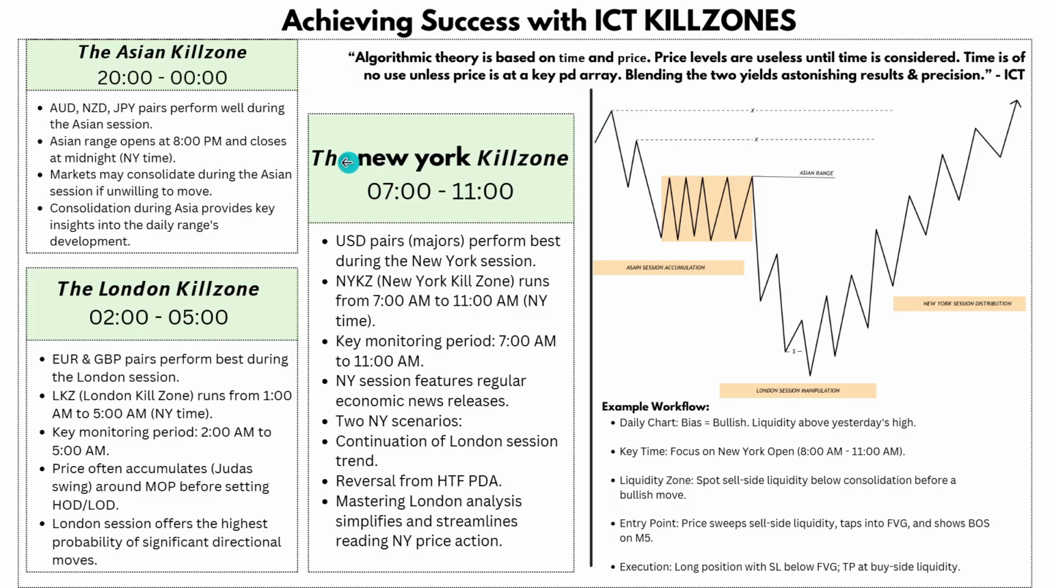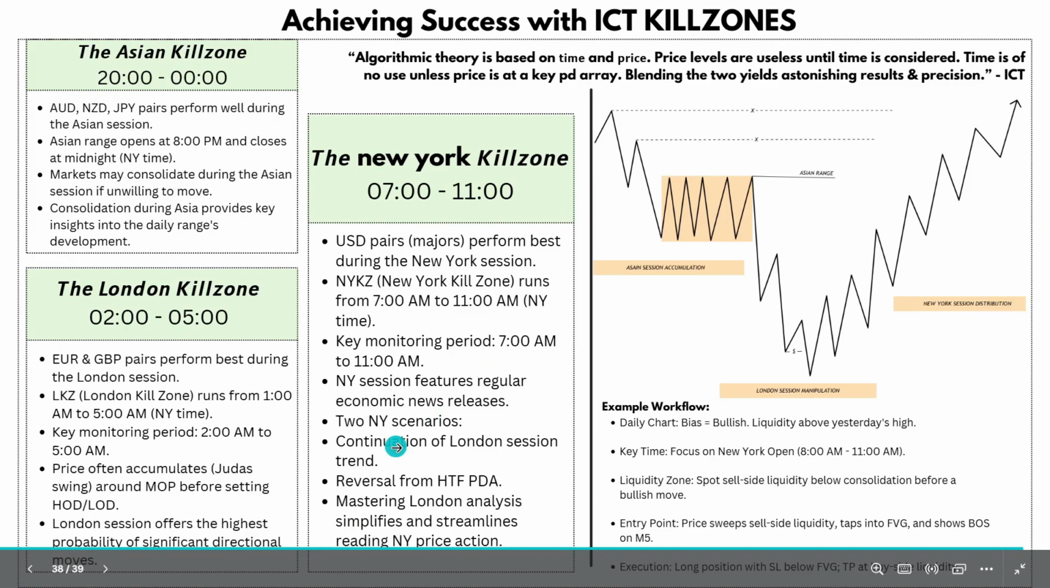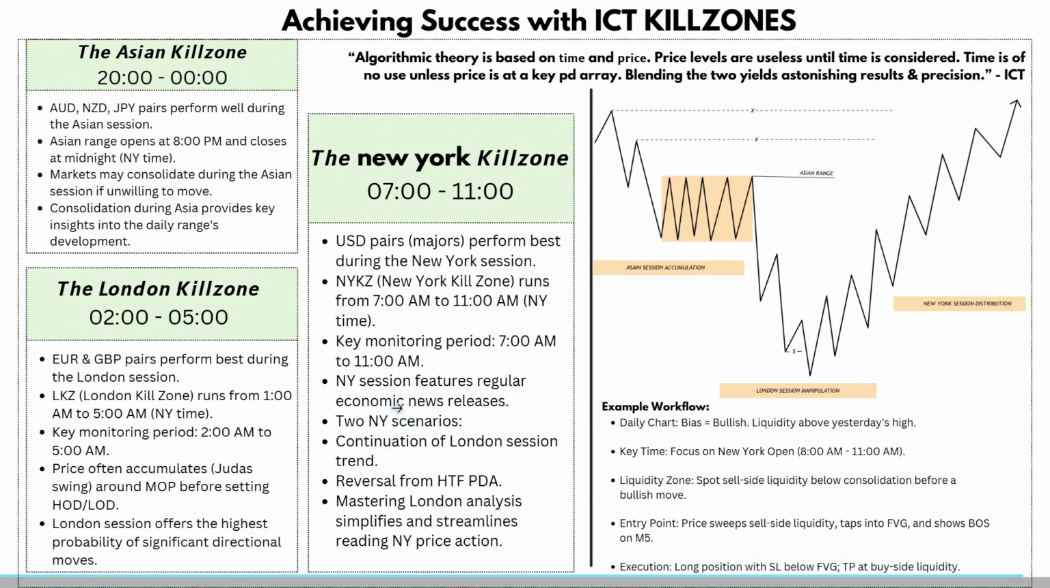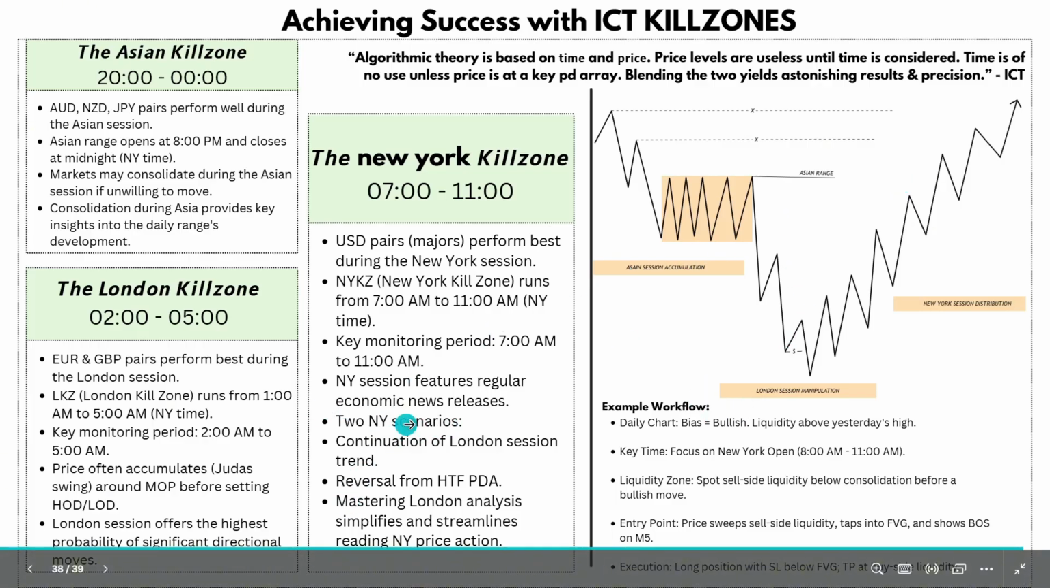And last but not least, we have the New York kill zone time between 7 a.m. to 11 a.m. Eastern Standard Time. This is when the USD pairs, the majors, perform best during the New York session. This is when we can see the continuation of the London session trend, or we can see the reversals of higher time frame PDRAs.